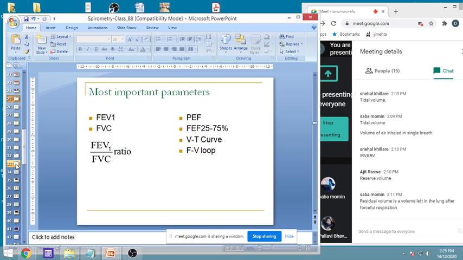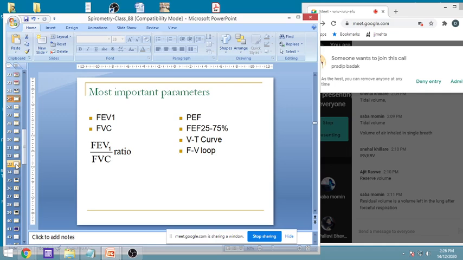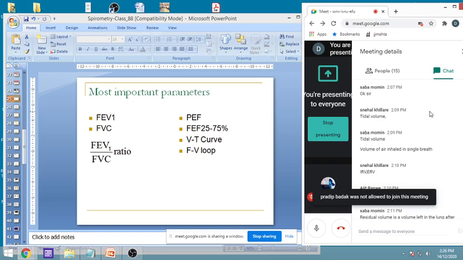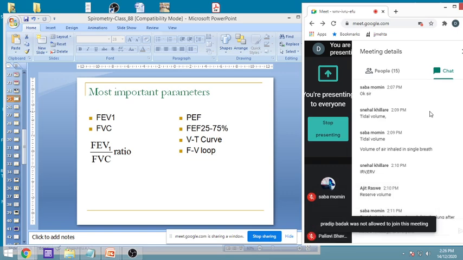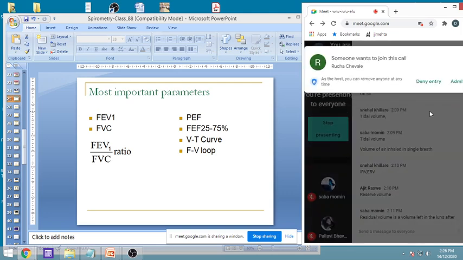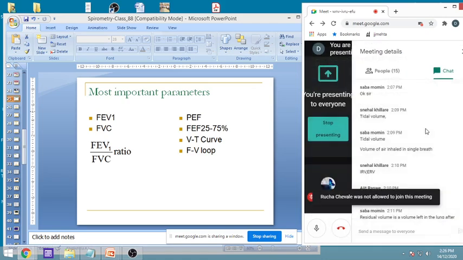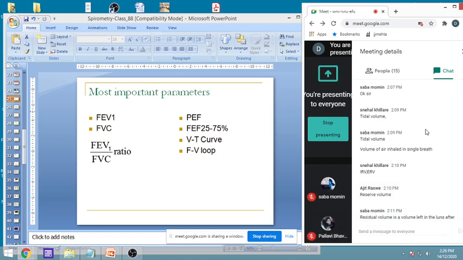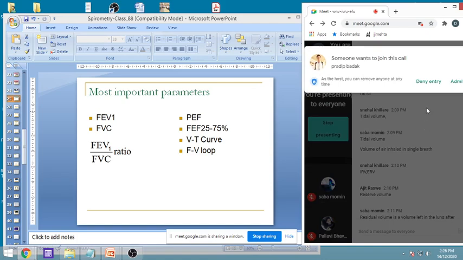So the most important parameters we have seen are FEV1, FVC, then peak expiratory flow, then forced expiratory flow at 25 to 75, and next, the important FEV1 to FVC ratio and its percentage. Then the curve of volume to time and the flow to volume loop. These are two important ones. We shall see this.